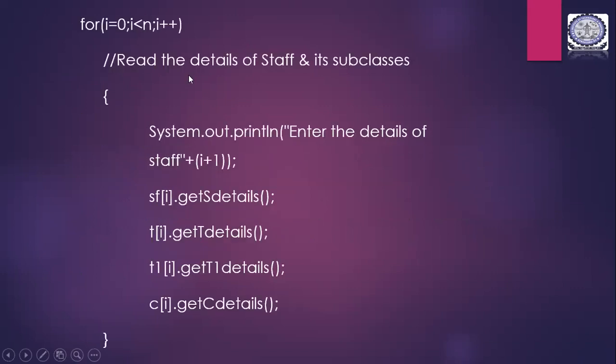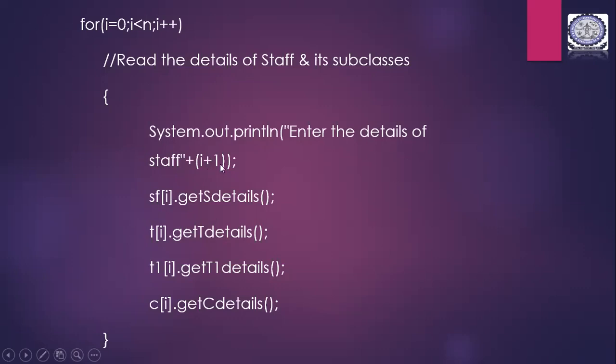So for reading the values also you have to give the same for loop, because you have given the memory allocation, but you will have to take in the values, right? Hence you have to give a for loop for implementing the index of the array. So here you write, enter the details of the staff. You need to take in the values, right? So you will have I plus 1.